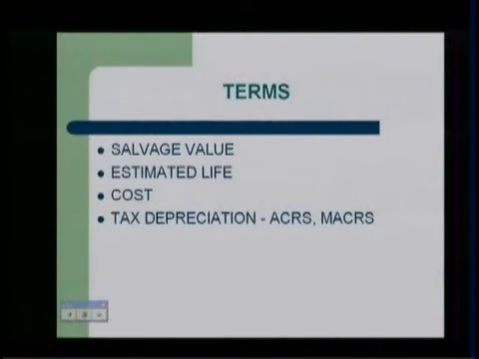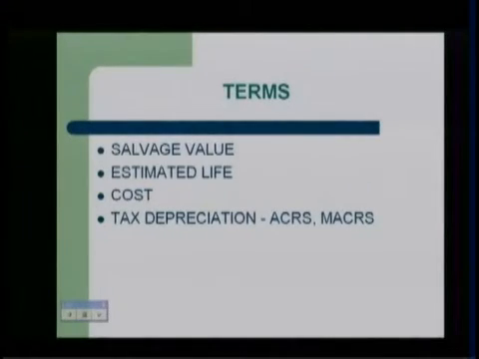What will it be worth when you've used it as much as you're going to use it? That's salvage value. The estimated life is an estimate by the accountants and managers as to how long that particular asset will be useful. Typically, for example, a car might have a 5-year useful life. A computer, on the other hand, may have a 3-year useful life. A building could have anywhere from 20 to 40 years of useful life.